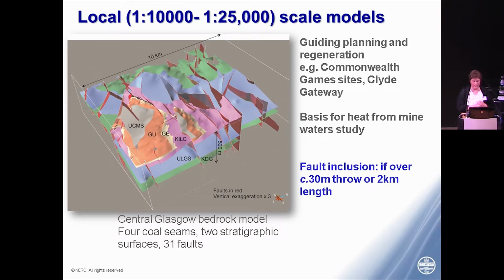Okay. And then we zoom out a bit to the kind of blocks that Katie showed, the sort of 10 by 10 kilometre block. And this has been used for guiding planning and regeneration in general, for example, by the Council and by the Clyde Gateway Consortium in the east end of Glasgow. And here, the faults in this model we would only include if they were over about 30 metres in throw or 2 kilometres in length.